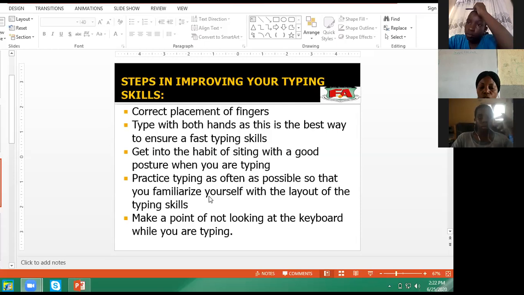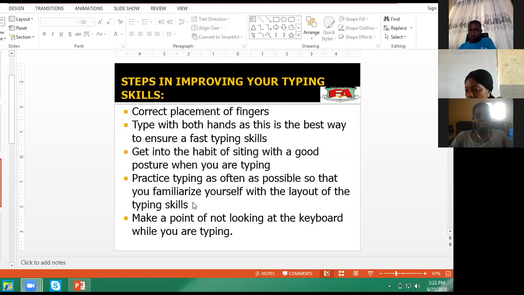Now you know where all those alphabets are. Then you use the right finger in stroking or typing the keys. Then number five, make a point of not looking at the keyboard while you are what? Typing. That means you won't be looking at what you're typing or the keyboard. Your eyes will be on your manuscript. That is where you are typing from.